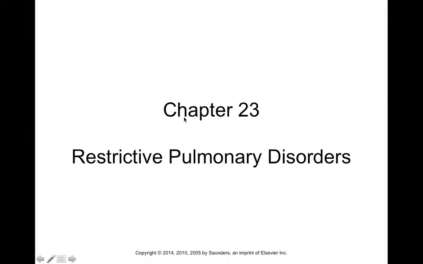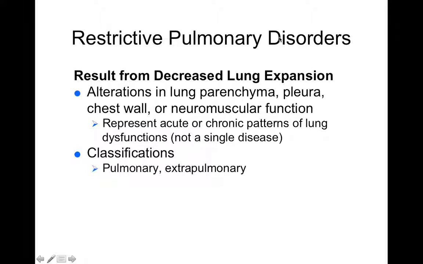We're going to pick up here with chapter 23 on restrictive pulmonary disorders. Some of the restrictive pulmonary disorders can result from decreased lung expansion. This can come from alterations in lung parenchyma. If the lungs are less compliant due to alterations in the lung tissue, they can't expand as well, and that could be a restrictive disorder.